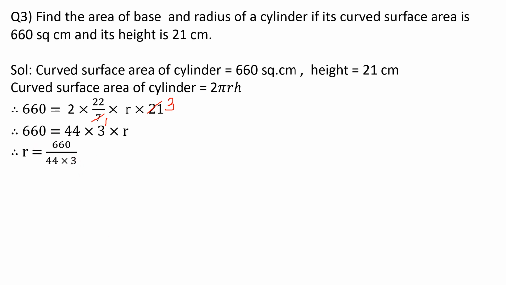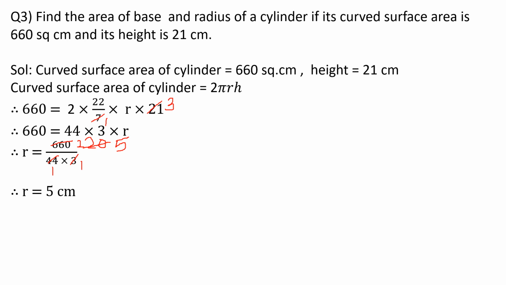Now again we'll simplify this. So first let me cancel with 3. I can do that: 3 ones are 3, 3 twos are 6. Again 6 is there, 3 twos are 6, and 0 will come as it is. So you will get 220. Now you can divide 44 and 220. So you know 44 fives are 220. So it will become 5 over here. So you'll get, student, radius equal to 5 centimeter. So I have found out the radius of the cylinder.